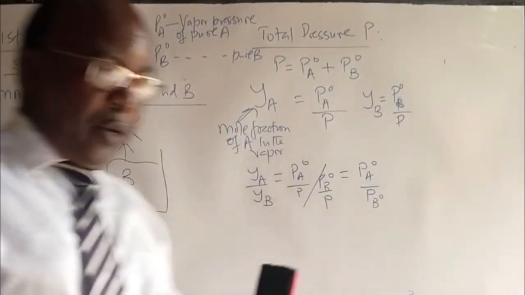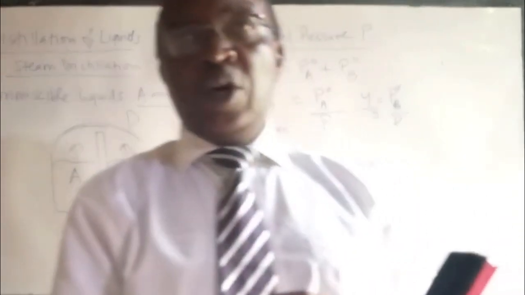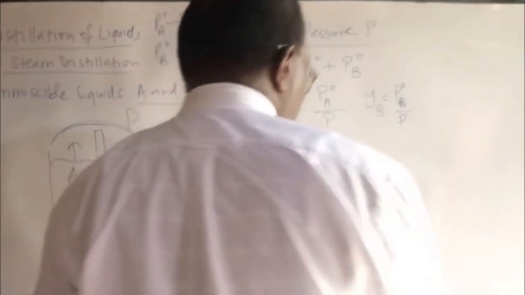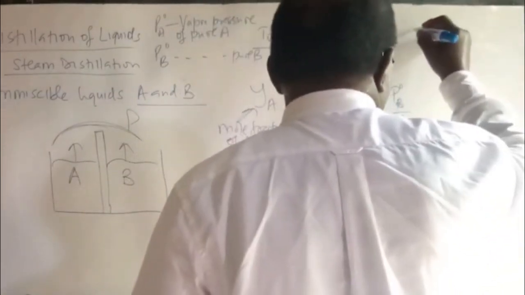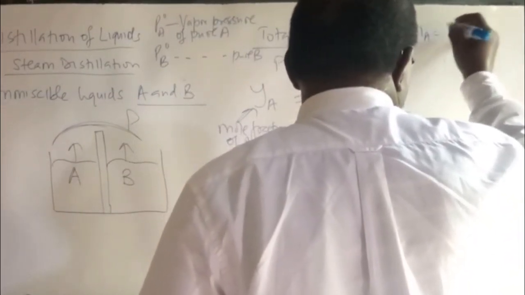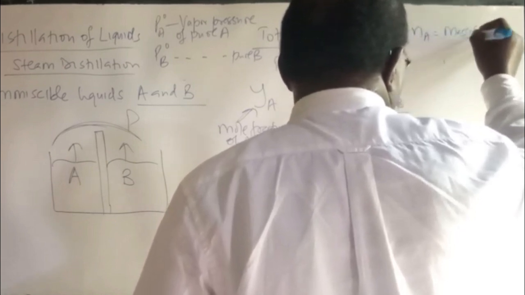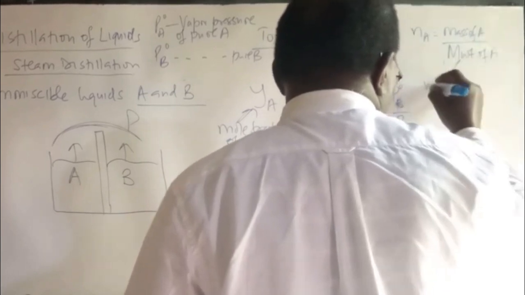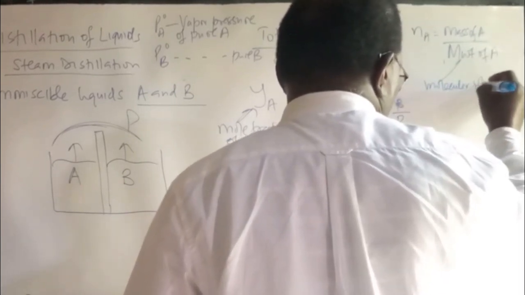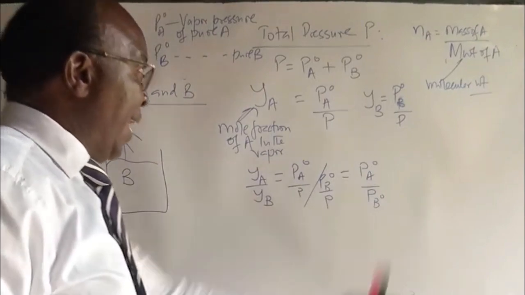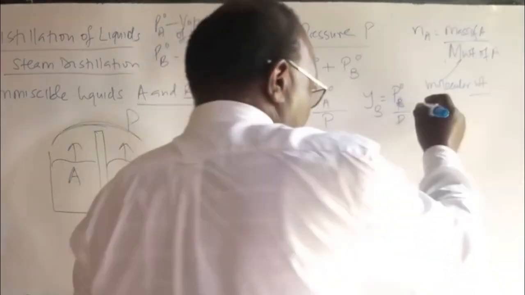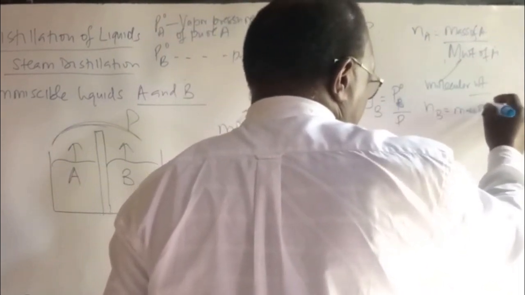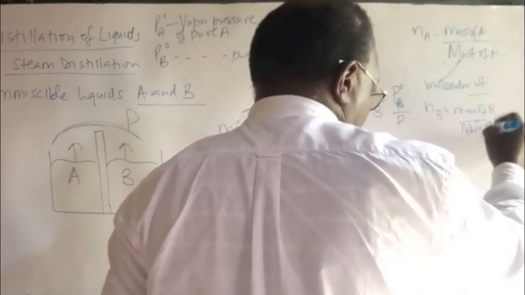Now, remember, when we're talking of moles of material, we are talking of the number of moles of A is mass of A divided by the molecular weight of A. Similarly, for B, it will be mass of B over molecular weight of B.